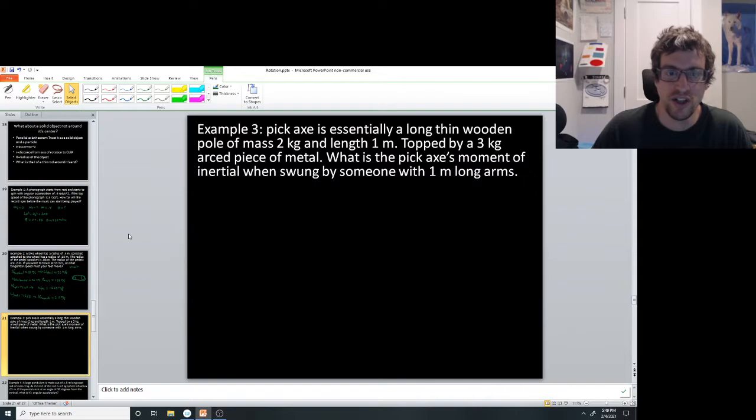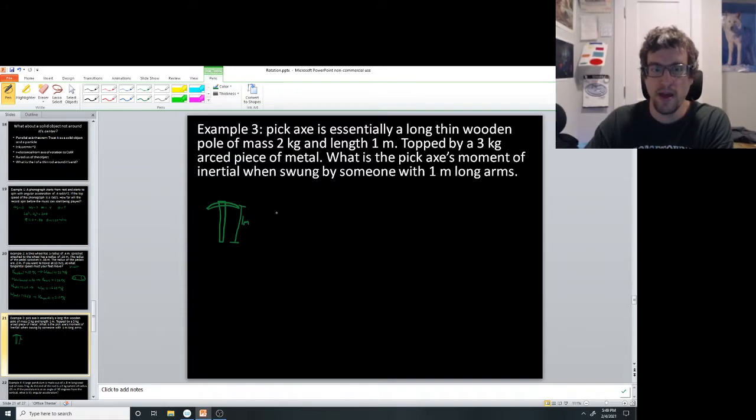Now we're getting to a little moment of inertia. So this is a pickaxe, and if you know what a pickaxe looks like, I'm thinking of the very traditional classic one. It's like a wooden pole, and then at the top there's the curved axe part. And basically what we're saying is this is 1 meter. Okay. So we want to swing it by someone with 1 meter long arms. So essentially, the axis is here. It's being swung around somebody's body here.